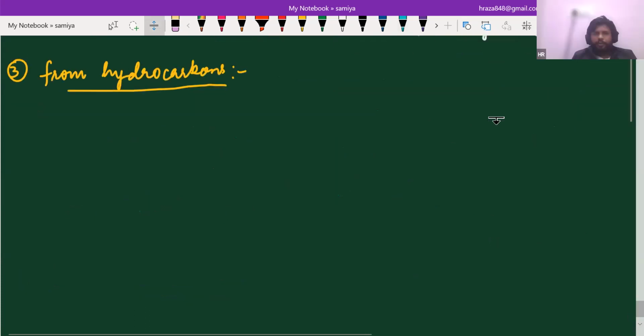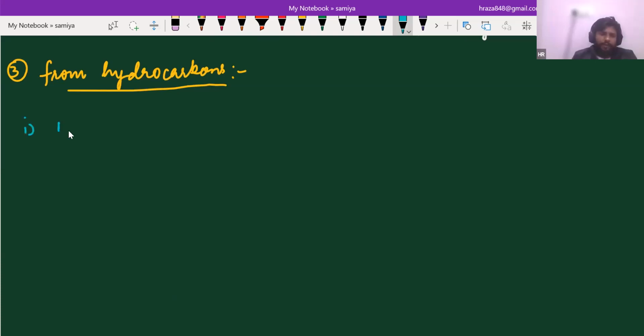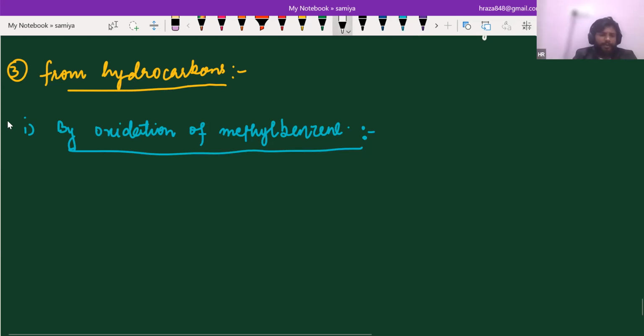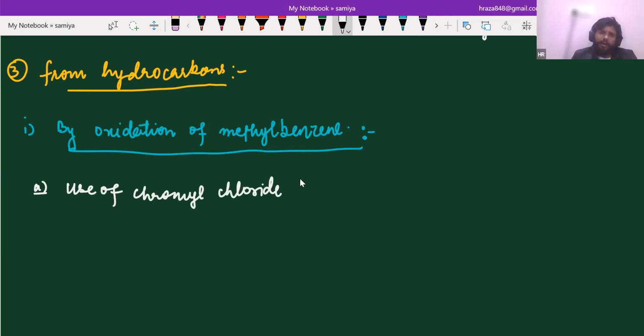Now you can see here that from hydrocarbon we are going to prepare aldehyde, and in this we have the first method by oxidation of methyl benzene. So as you can see, this is by oxidation of methyl benzene. We have the use of chromyl chloride. And chromyl chloride has the formula CrO2Cl2.